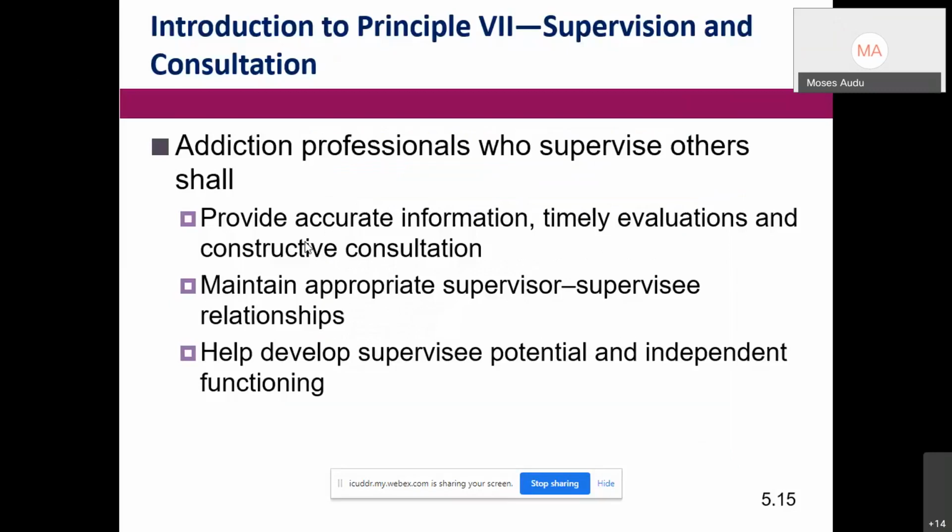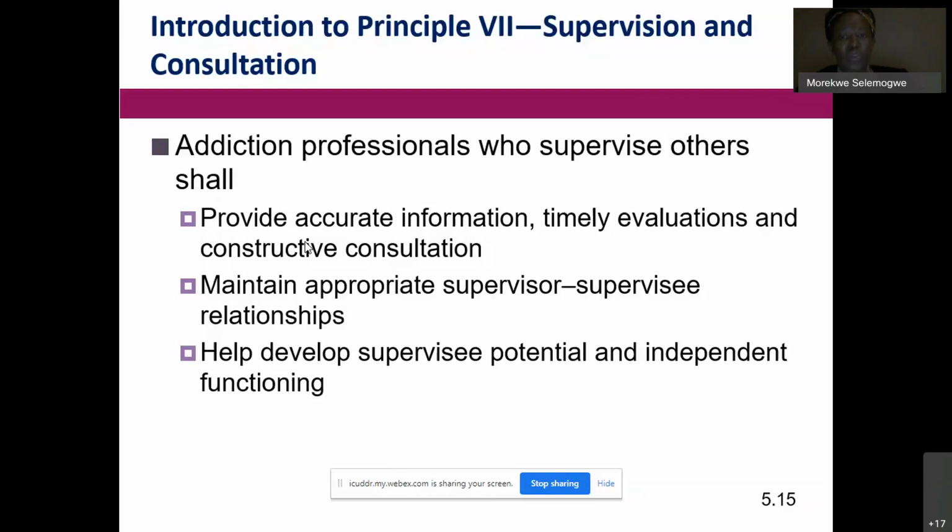So we are continuing with the principles, as I've already said, and we are going to start off our discussion today with principle 7, which is supervision and consultation. Supervision is a formal engagement, a formal interaction between a supervisee and a supervisor. It's formal in that usually before they begin this interaction, there has to be some discussion in terms of the roles and the expectations that each have in a supervisory relationship.